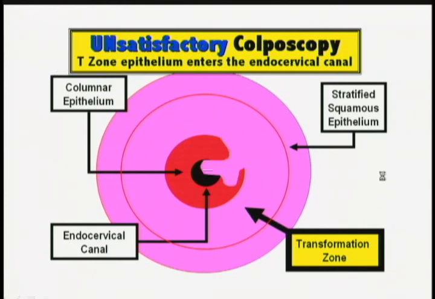Now compare that with the next picture. Here you can see some stratified squamous epithelium. It's normal in appearance. There's no white epithelium, no mosaicism, no punctation, but it goes into the canal. And you don't know how far it goes into the canal. So we call this an unsatisfactory colposcopy. And we'll talk more about this later.